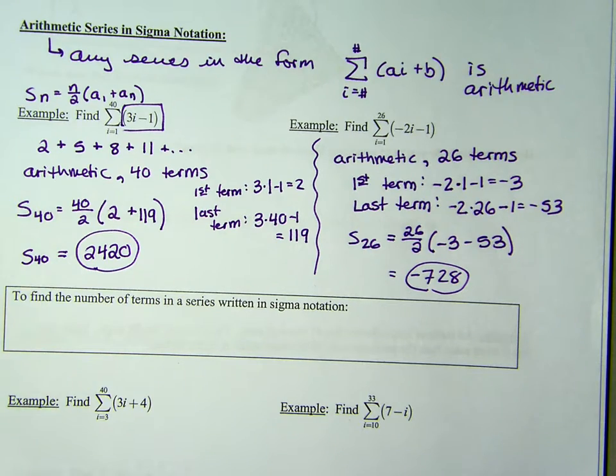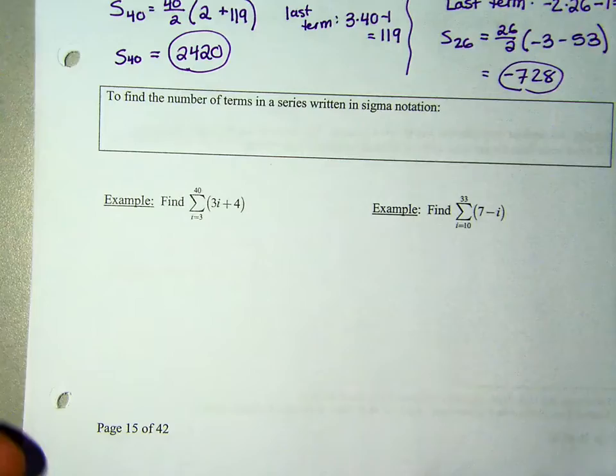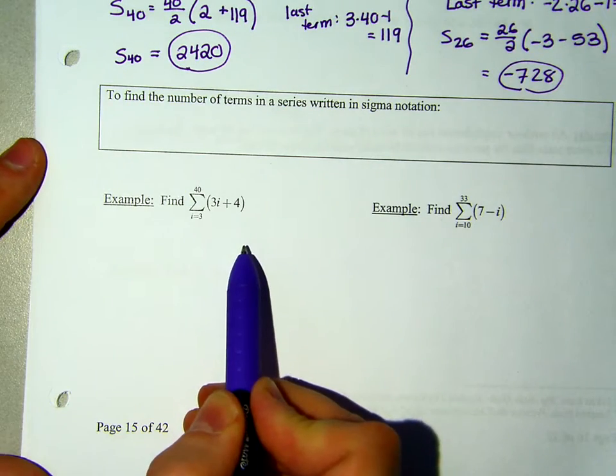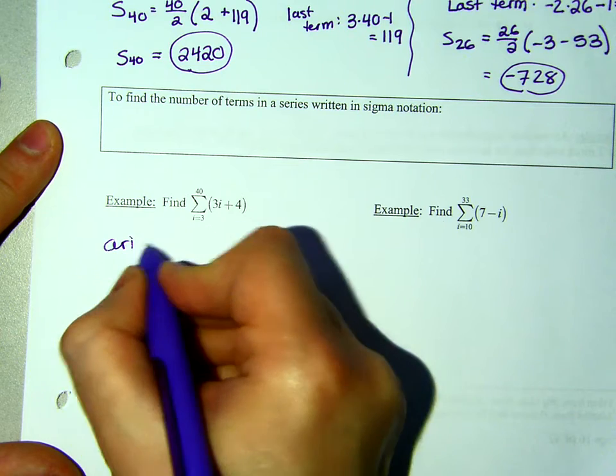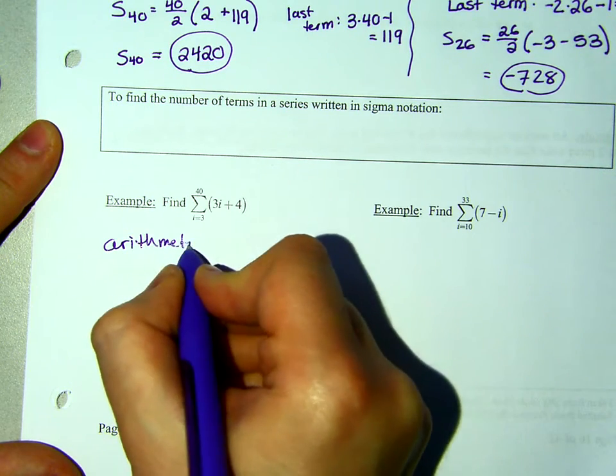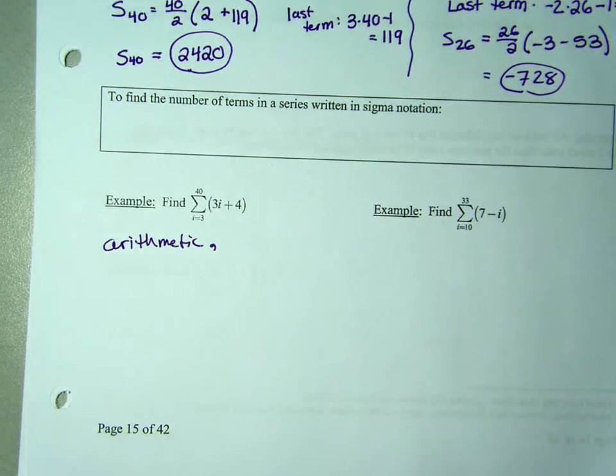On the bottom, is this example arithmetic? Absolutely it is. Just multiplication and addition inside the sigma. So that is arithmetic. And how many terms are there? 40? 37?